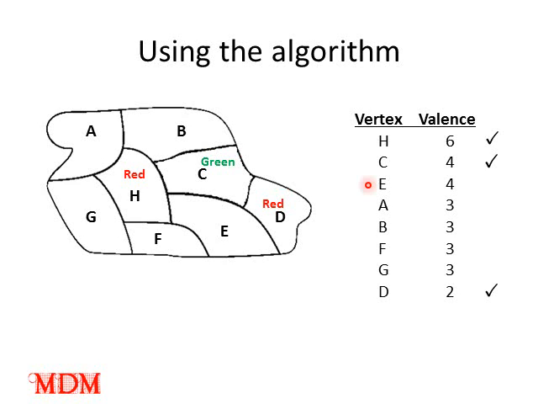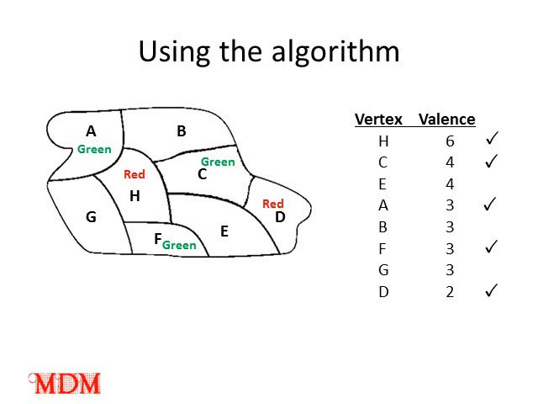Moving down, E borders C, so I can't color it green. The next one is A. A doesn't border C, so I can color it green also. Moving on down, I can't color B green because it borders C and also A. I could color F, however, because it borders neither of those. But then when I get to G, notice that it borders both A and F, which have been colored green. So I've gotten to the bottom. I'm not finished, so I have to go back to the first uncolored vertex, which in this case would be E.